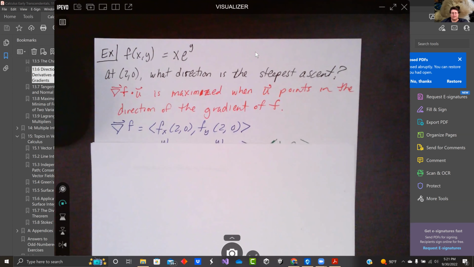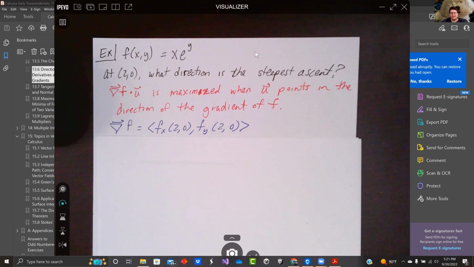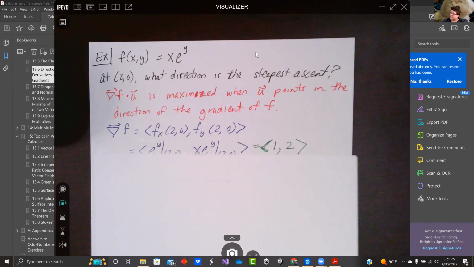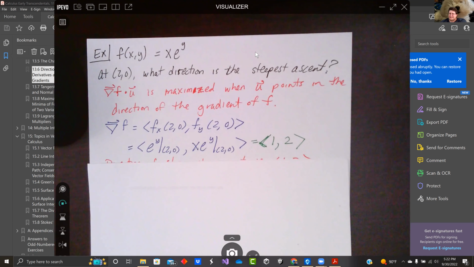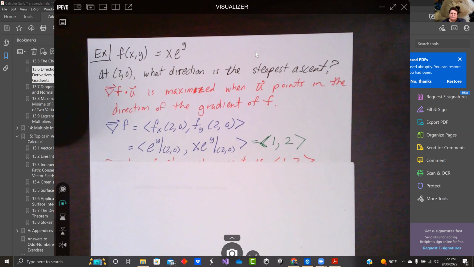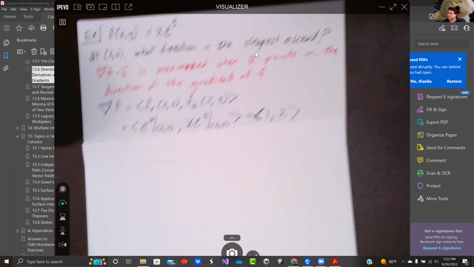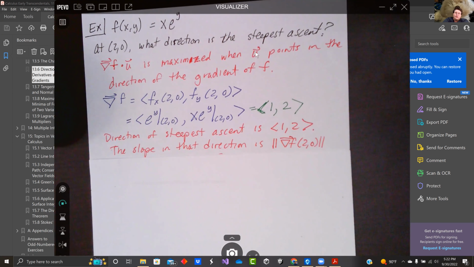So let's find out what the gradient of f is there. We'll pick u to be that direction, and we can find out the direction of the steepest ascent. So the derivative with respect to x is e to the y. The derivative with respect to y is the original function itself, x e to the y. We will evaluate this at (2, 0), and we get the direction (1, 2). So the direction of the steepest ascent is in the direction of (1, 2).